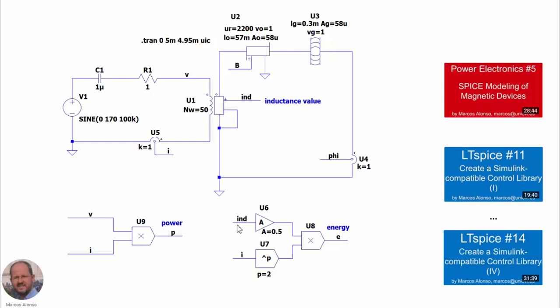You can also see all these different components, the multiplier, the gain, the power component, the current sensor, and so on. These components have been presented before in several videos from LTspice 11 to LTspice number 14. This series of videos is entitled How to Create a Simulink Compatible Control Library. So you can download these components from my website. If you are not familiar with this, please take a look also at these videos about this control library.